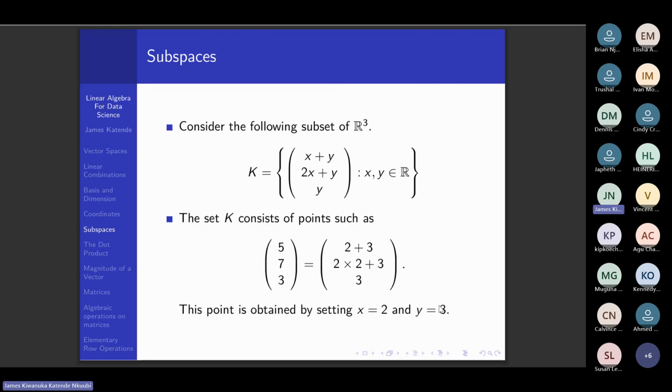So here is another one. Here again, this is a subset of R3. It consists of vectors that take this form. So this is determined by two values. You have to have two parameters to be able to construct vectors in this space. So you need two numbers, and the first entry is the sum of the numbers. The second entry is twice the first number plus the second number, and the third entry is just the second number. So pick any two real numbers and construct a vector of this form. So again, this is a vector in R3.